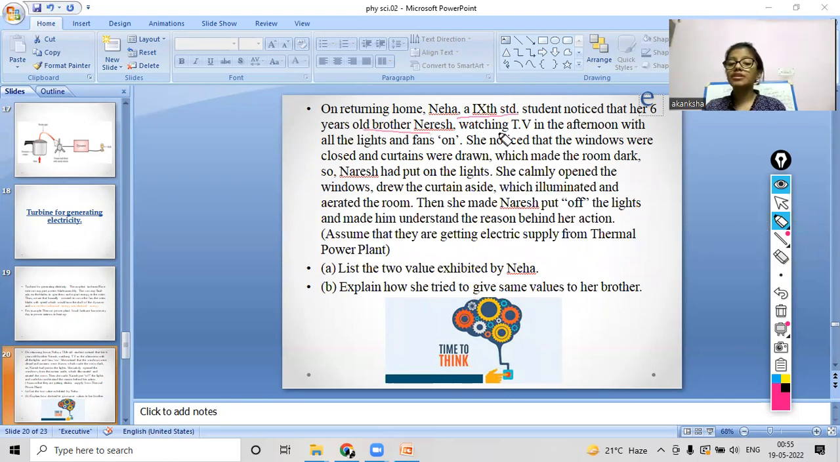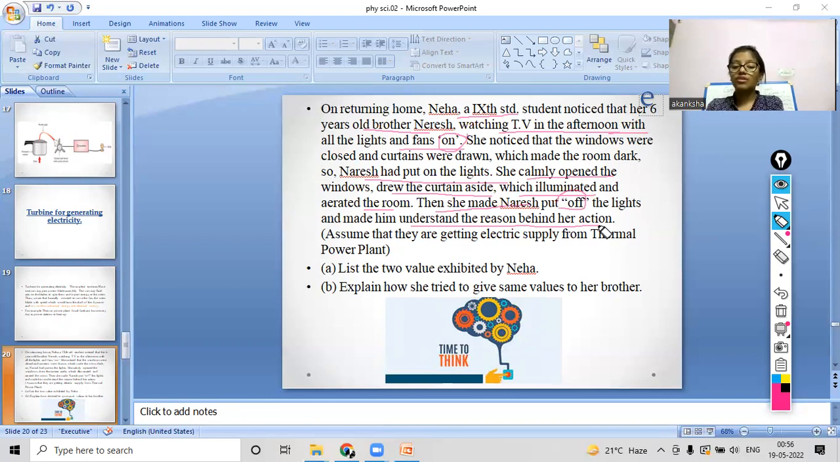six-year-old brother Naresh was watching TV in the afternoon with all the lights and fans on. She noticed that the windows were closed and the curtains were drawn, which made the room dark. Naresh had put on the lights. She calmly opened the windows and drew the curtains aside, which illuminated the air and irradiated the room. Then she made Naresh put off the lights and made him understand the reason behind her action.